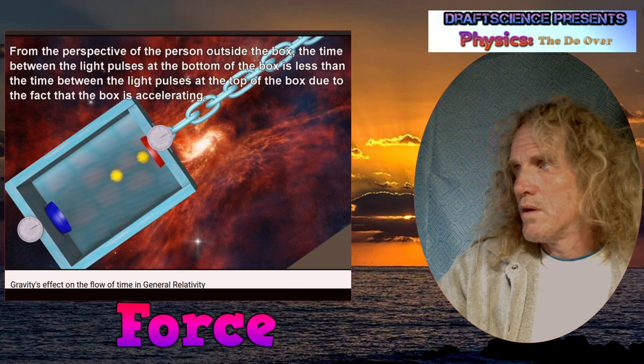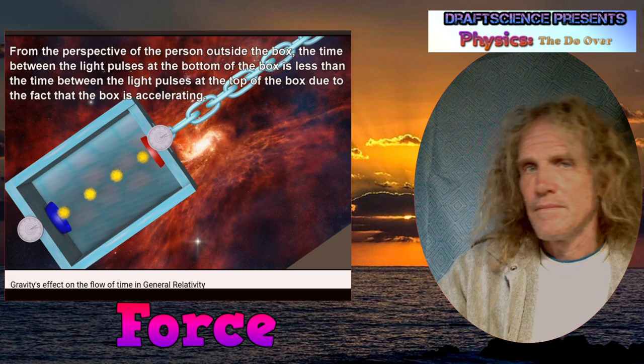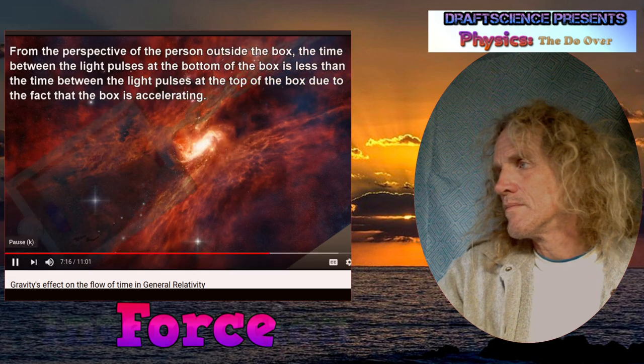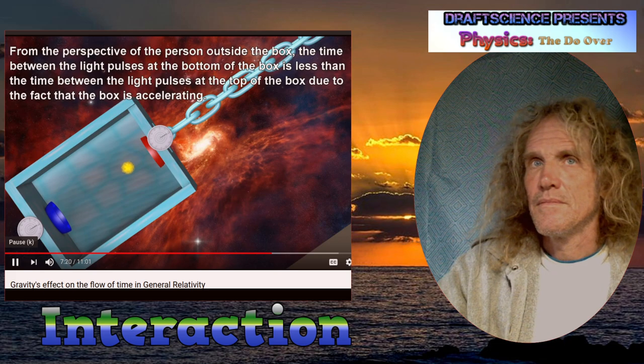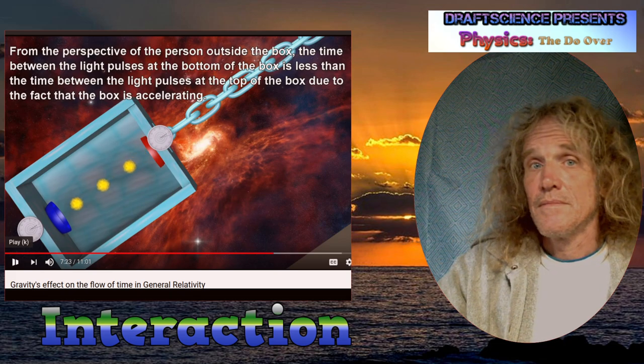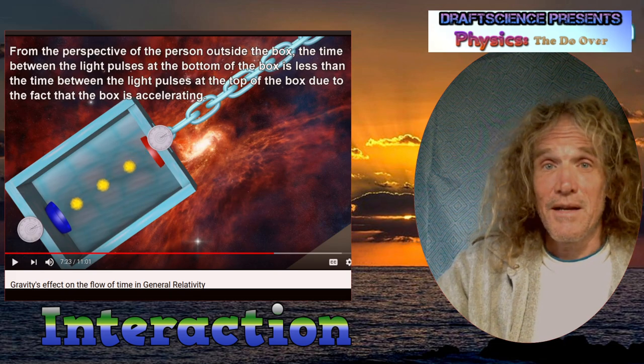From the perspective of the person outside the box, the time between the light pulses at the bottom of the box is less than the time between the light pulses at the top of the box, due to the fact that the box is accelerating. Right, now that you could see at 10 miles an hour kind of thing.